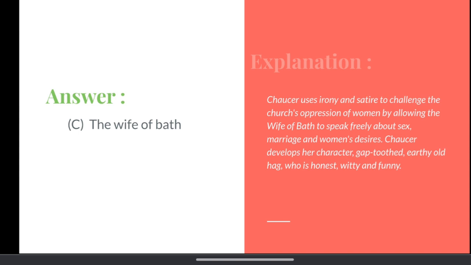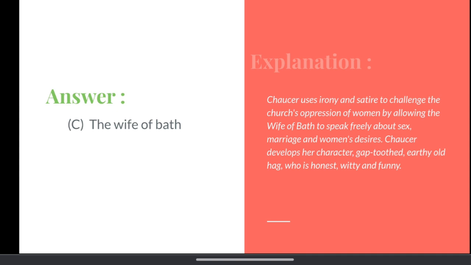So Chaucer uses irony and satire to challenge the church's oppression of women by allowing the wife of Bath to speak freely about sex, marriage and women's desires. Chaucer develops her character as a gap-toothed, earthy old hag who is honest, witty and funny. So through the character of the wife of Bath, Chaucer is actually trying to criticize the church's oppression of women, and he deliberately makes the wife of Bath speak freely about sex, marriage and women's desires.